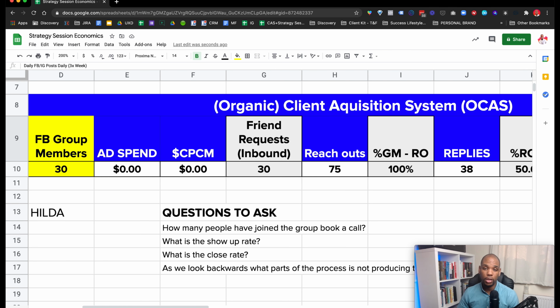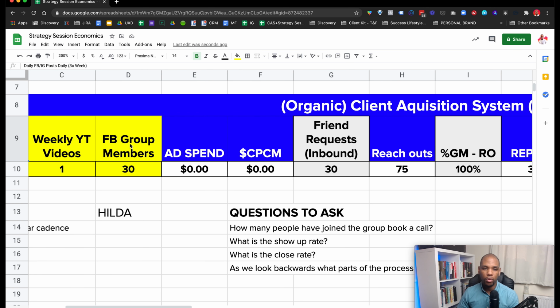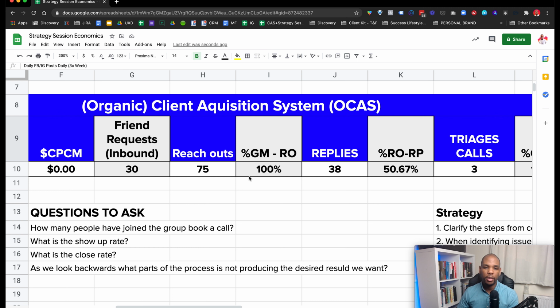So how many people are coming in? How many reach outs are you doing? How many people are you speaking to? And then of those group messages, in other words, of those people that you get into your Facebook group, how many people are you reaching out to? The goal is you want to be reaching out to 100% of people that are in your Facebook group. And how many people are replying? Generally, it's roughly about 50%. So you can see here with the maths, I've basically taken how many people I'm reaching out to, how many replies I'm getting, and then you may get like a 50% reply rate.